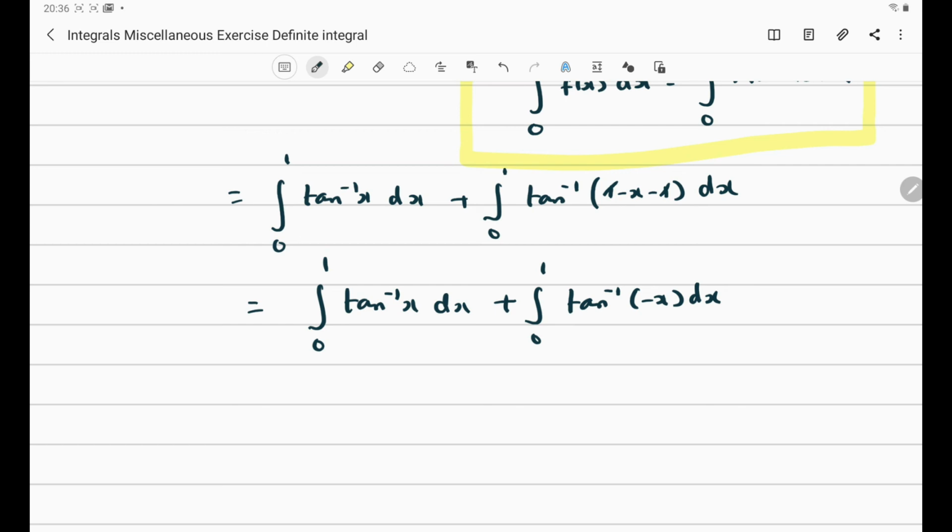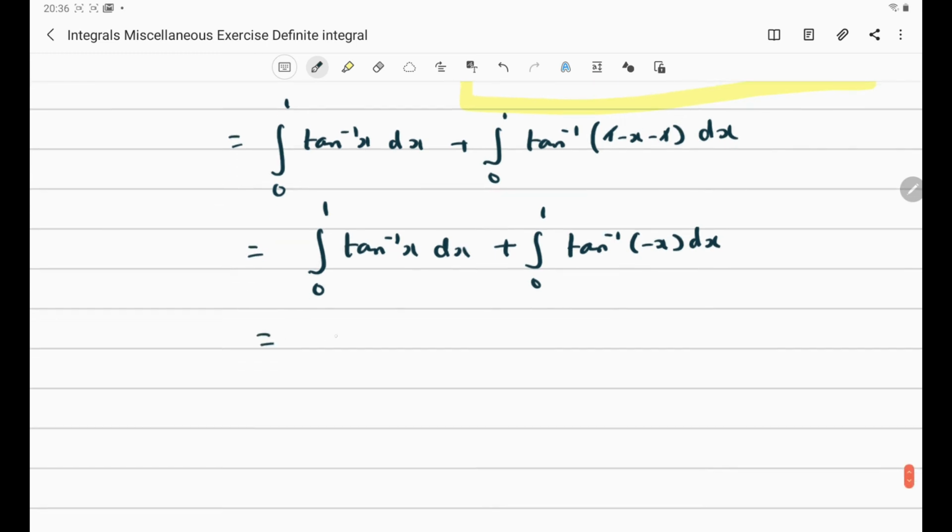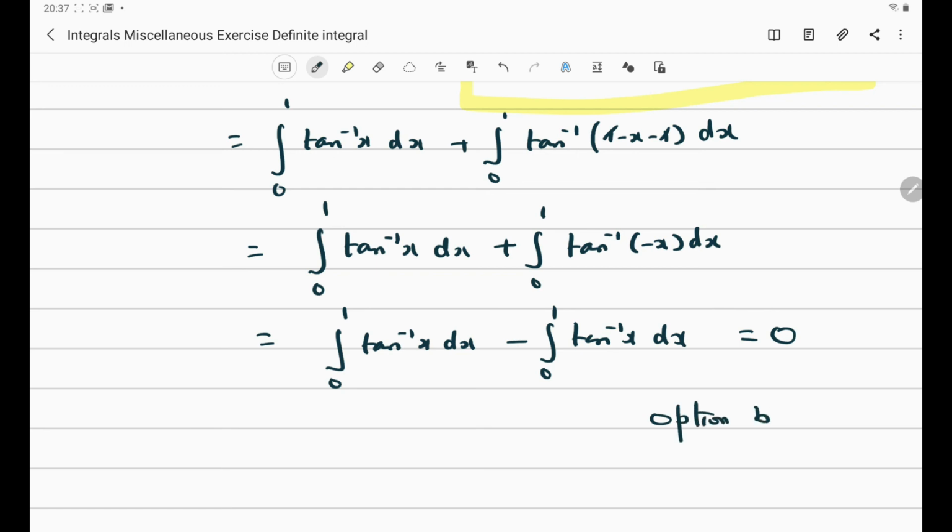And tan inverse of minus x is minus tan inverse x. So, we get 0 to 1 tan inverse x dx minus 0 to 1 tan inverse x dx, and that is equal to 0. So, therefore, the right option is option B. So, this is the answer.